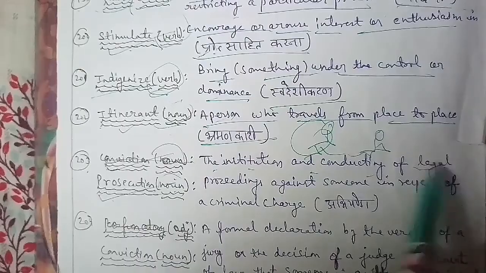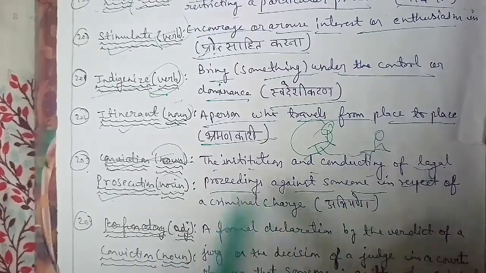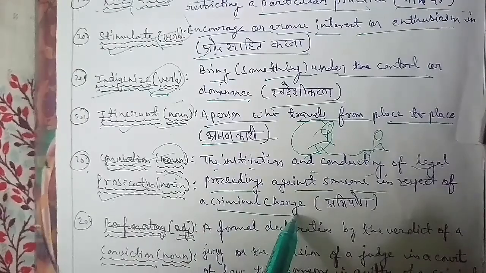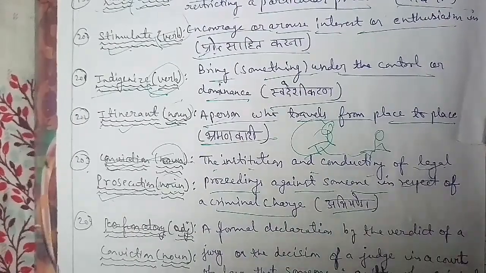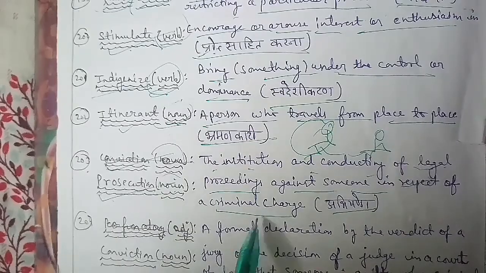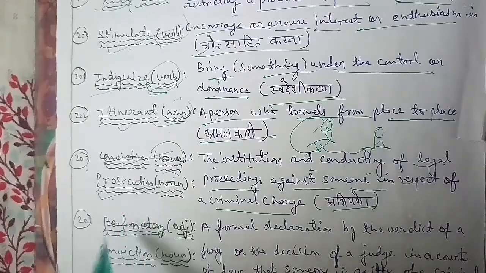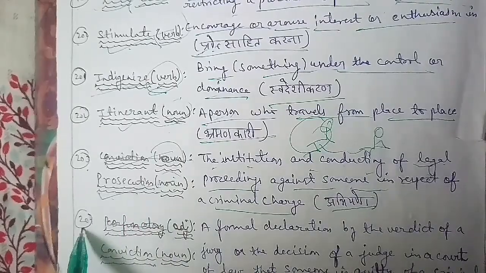Next word is your 204th word, that the word is conviction there. And conviction is a word that is used as noun, of course, and the meaning is a formal declaration by the verdict of the judge, jury or the decision of the judge in a court of law that someone is guilty of criminal offense, dosh siddhi.